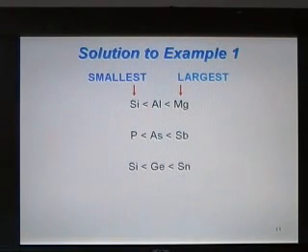The same trend is also seen for silicon, germanium, and tin. Silicon is at the top of the group, germanium is next, and then tin is at the bottom. So the order of the elements from smallest to largest should be silicon, germanium, tin.